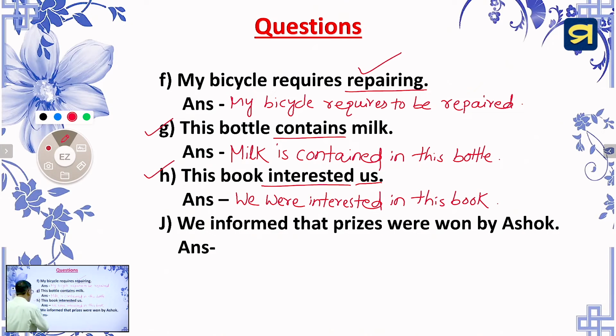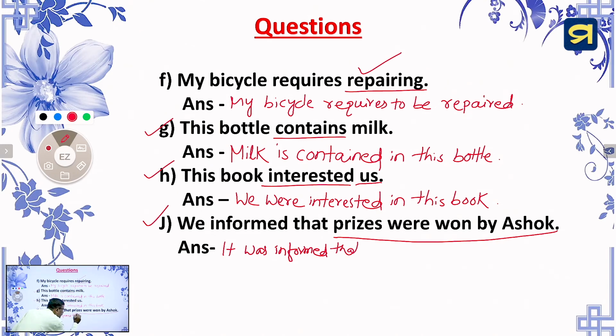Okay. Then the last question. We informed that prizes are owned by us. Dear students, mark it. That clause has active voice or passive voice? Very good, passive voice. So how can you change? Simply, we can change in two ways. First, we will use it in the beginning of the sentence. It was informed that prizes were owned by Ashok.